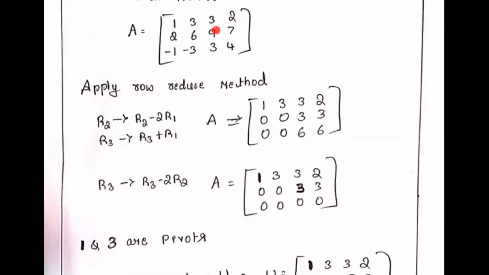Next value in row 2 is 9, with the row 1 value 3 above it. So 9 minus 2 times 3, that is 9 minus 6, which is nothing but 3. Similarly, you do for 7. R2 is 7 minus 2 times R1, which is 2. So 7 minus 4 is 3, right? Similarly, you do this for row 3: add the row 3 elements and the row 1 elements.